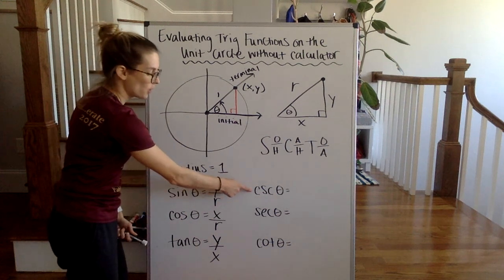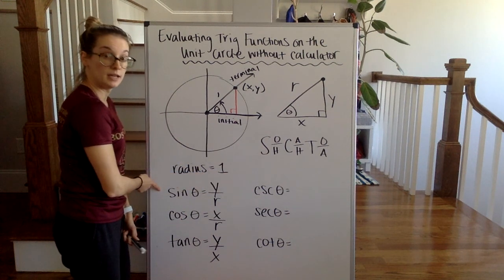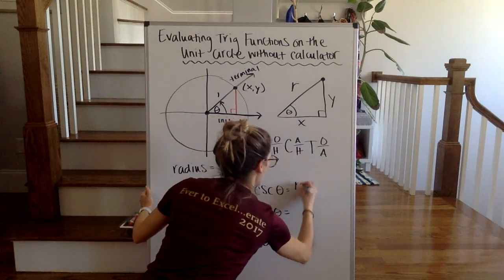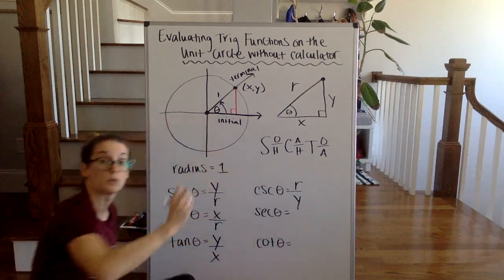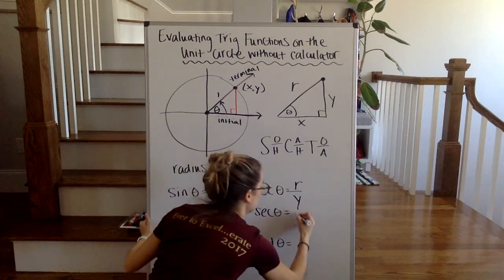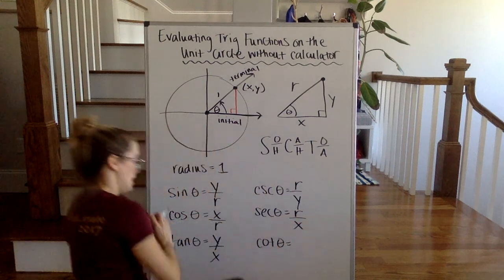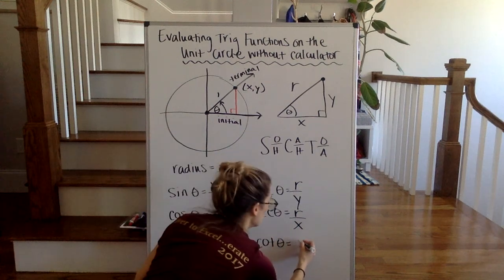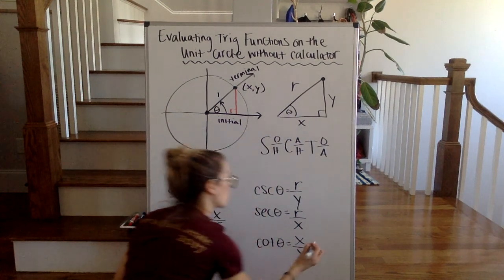Well, remember, cosecant is the reciprocal of sine, and reciprocal means you flip those things. Therefore, cosecant of theta is r over y, radius over y-coordinate. Secant is the reciprocal of cosine, it's r over x. And finally, tangent and cotangent, they're reciprocals. Cotangent of the angle is x over y.